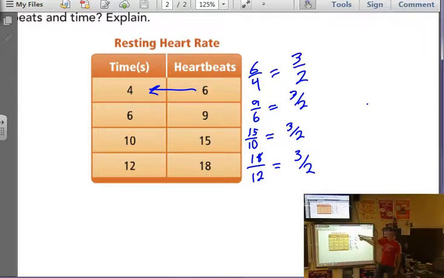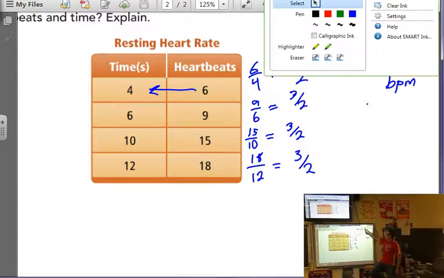Now, if we take 3/2 beats per second, how many beats per minute would that be? Times 60, right? So if I did times 60, 60 times 3 would be 180, right? Divide that by 2, we'd get 90 beats per minute. Which is kind of a resting heart rate. It's not that fast, but it's not that slow.